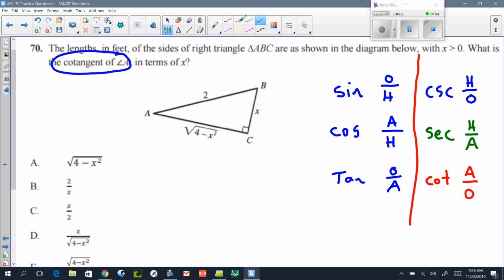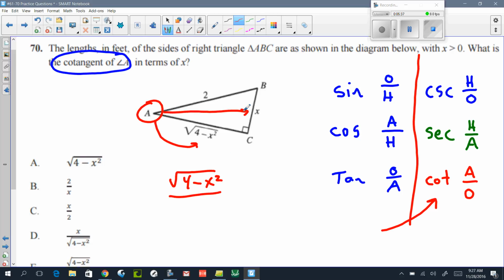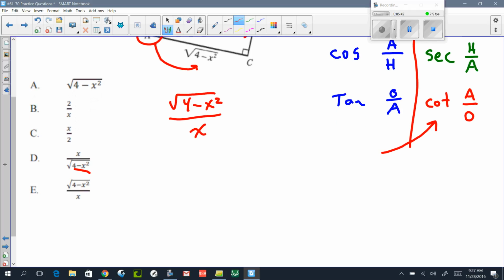So basically what we need to do here, since we're dealing with cotangent, that would be this ratio, adjacent over opposite. Here's angle A. This is the adjacent side, the square root of 4 minus x squared, over the opposite, which is x. And that is your answer, the square root of 4 minus x squared over x, which again is option E.